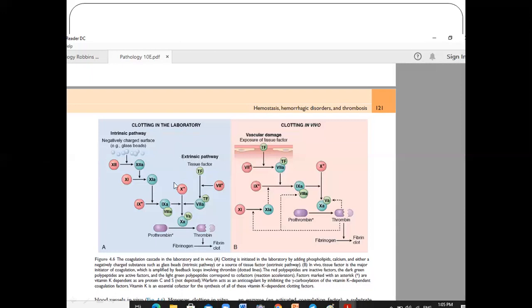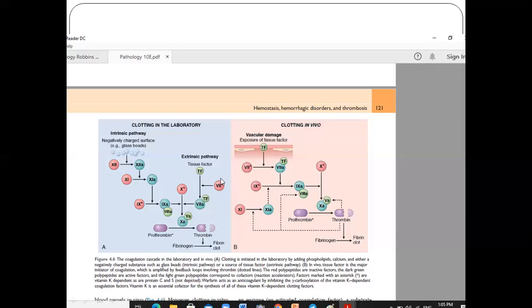So, recall from physiology, what happens in the intrinsic pathway? Factor 12 will convert into 12A, Hageman factor, in the presence of a negatively charged surface like glass beads. 12A will catalyze the conversion of 11 into 11A and 9 into 9A. With 8A, it will convert 10 into 10A and finally prothrombin, this is clotting factor 2, into thrombin. And thrombin will catalyze fibrinogen conversion into fibrin clot.